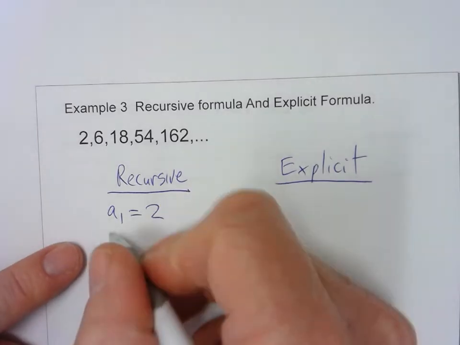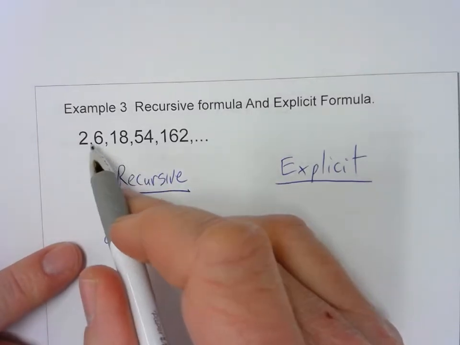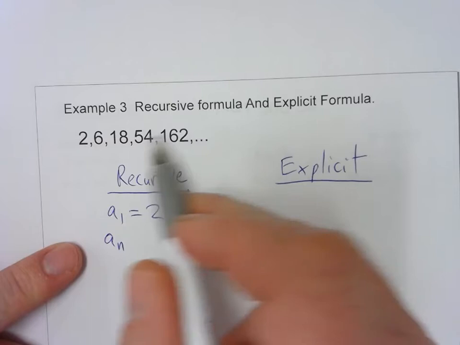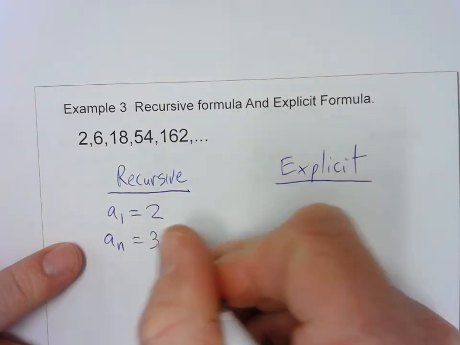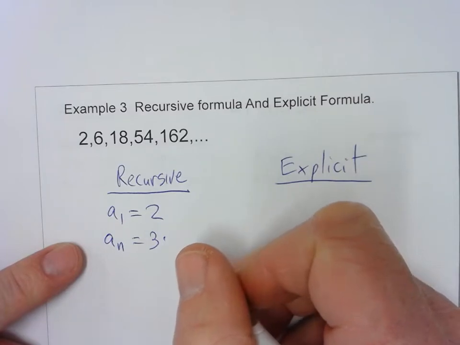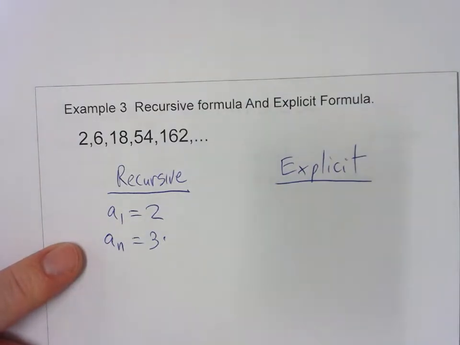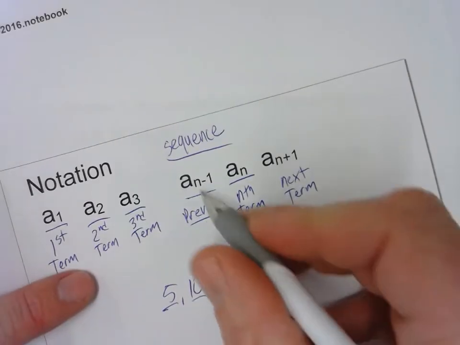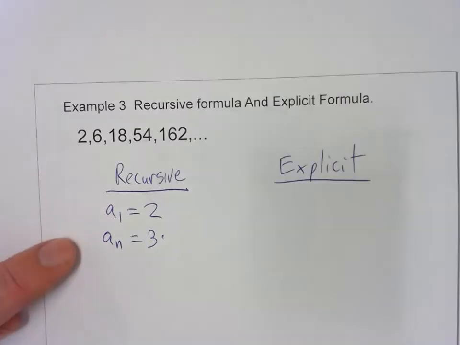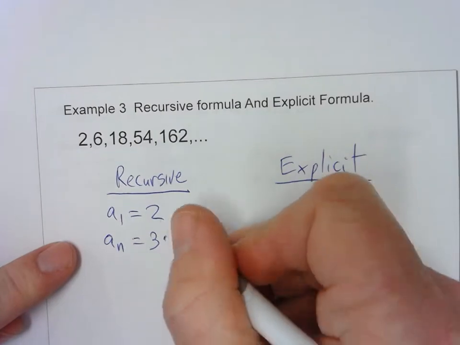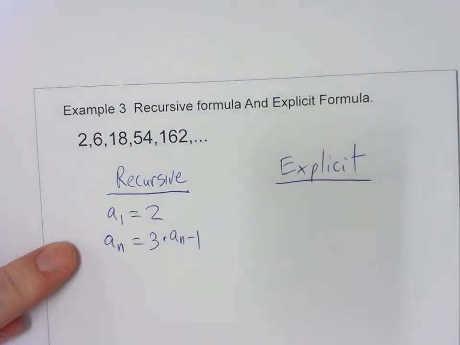So then An would be, what's going on here? Well, we're multiplying by a number each time. Oh, it doesn't take too long to figure out we're multiplying by 3. So it's going to be 3 times the previous term. Well, the previous term we've identified as An minus 1. So that's the previous term. So we just do 3 times the previous term, An minus 1.